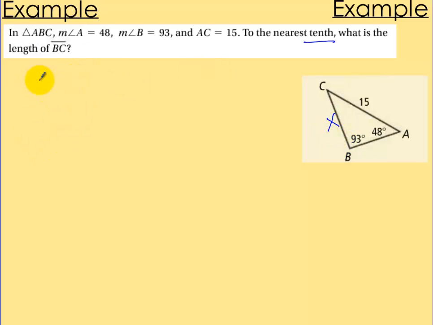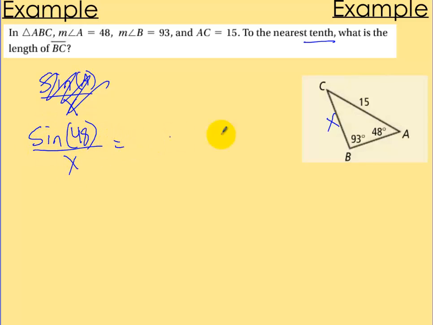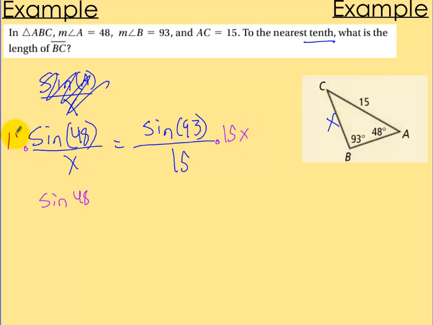So I know my formula says sine of A over X, and actually, we don't even need to say sine of A. I can say sine of 48 degrees over X is going to equal sine of B, so sine of 93 over 15. All right, now I want to rearrange this equation. I'm going to multiply both sides by X and then multiply both sides by 15 as well. So 15X on both sides. We can just do it that way.